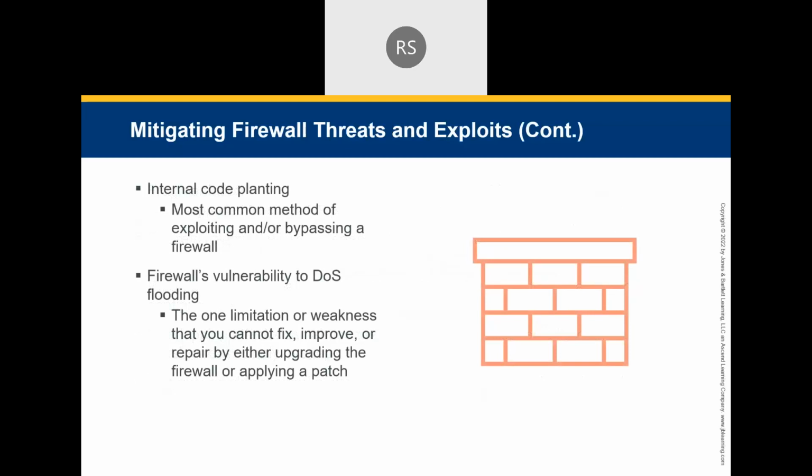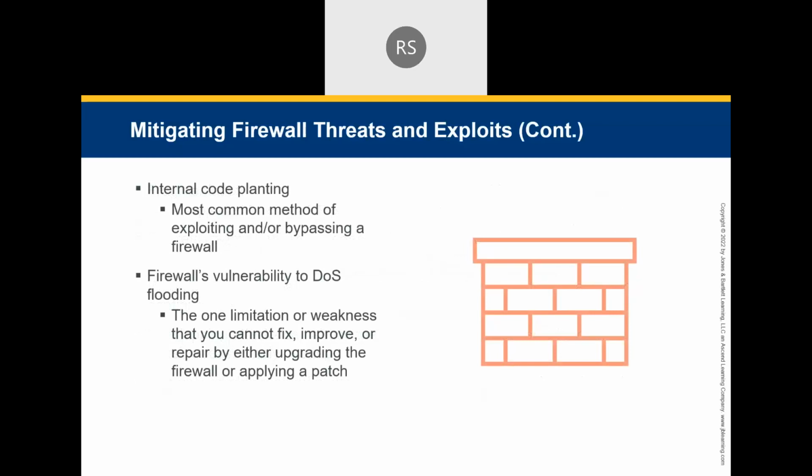Internal code planting is one of the most common methods used to exploit or bypass firewall security mechanisms. In this, the attackers may attempt to plant malicious code or backdoors within the firewall's internal systems or configurations to evade detection and gain unauthorized access.